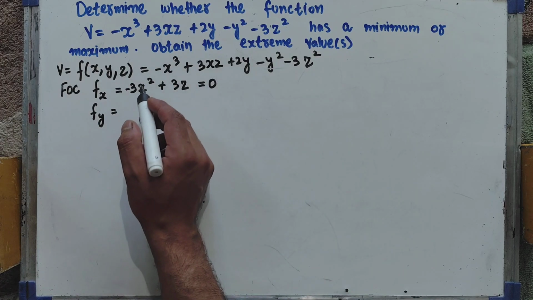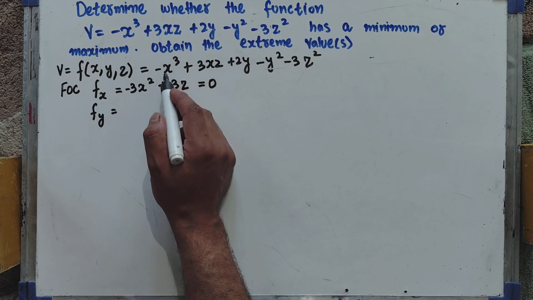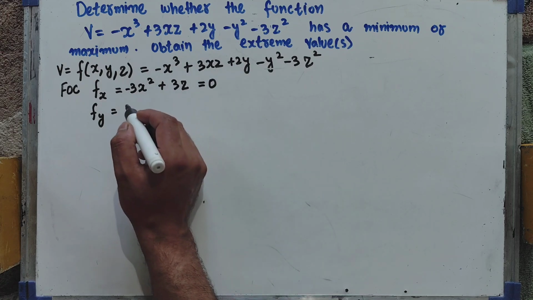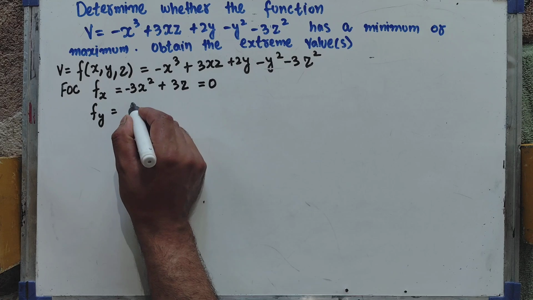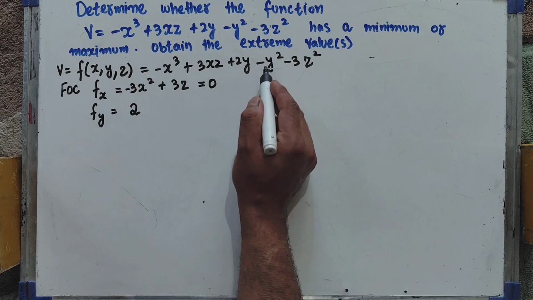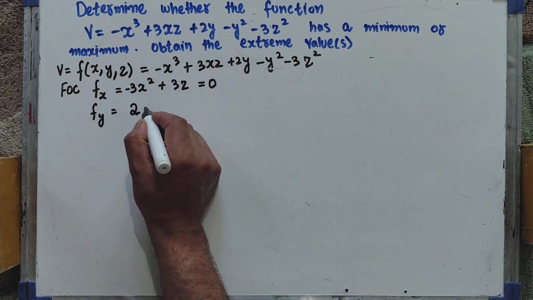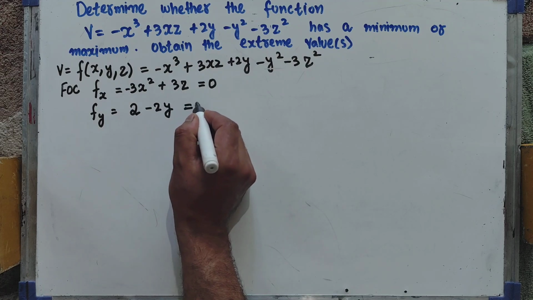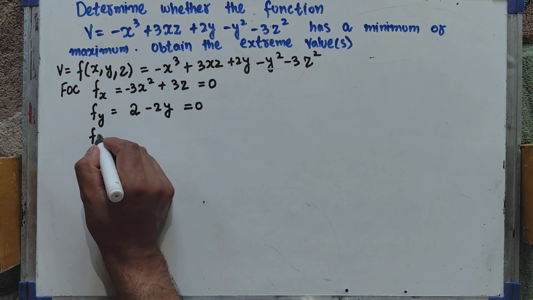Likewise, f subscript y means the partial derivative of this function with respect to y. Since no y is involved in the first two terms, their derivative will be 0. The derivative of y in the third term is 1, so we are left with 2. Then the derivative of y square is 2y, so we get minus 2y, and we set it equal to 0.